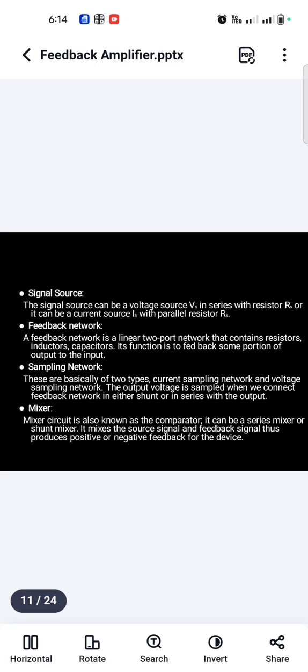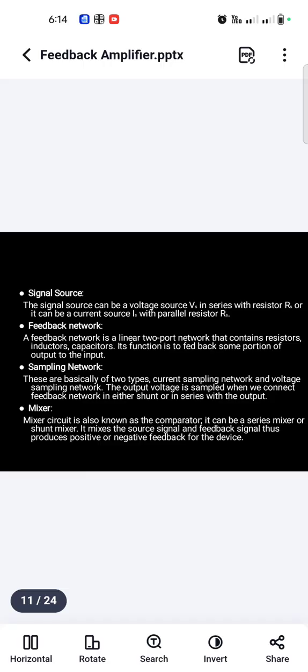Okay, next one, feedback network. The feedback network is a linear two-port network that contains resistors, inductors, and capacitors. What is the main function of that? It feeds back some portion of the output to the input. That means it is returned to the input. Okay, the sampling network is placed at the output. It may be of two types, current sampling or voltage sampling.